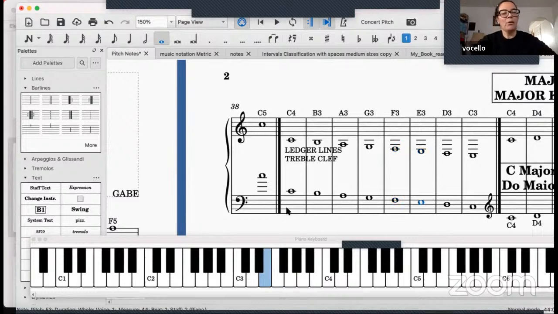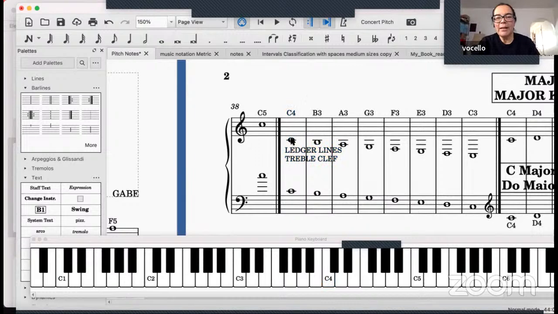Let's see the relationship between them. I did not think about the bottle of water. Oh, it's here. Let's compare treble clef to bass clef, okay? Bass clef, treble clef. Nice to meet you.